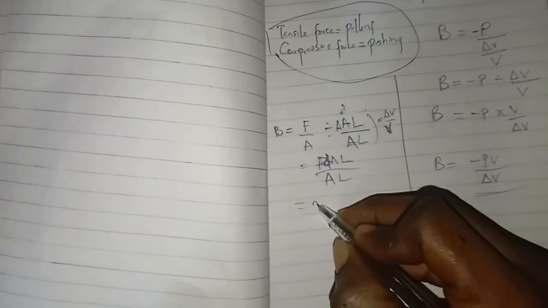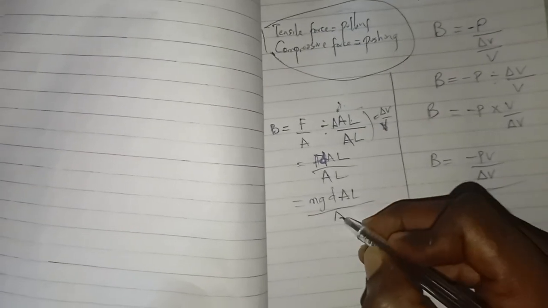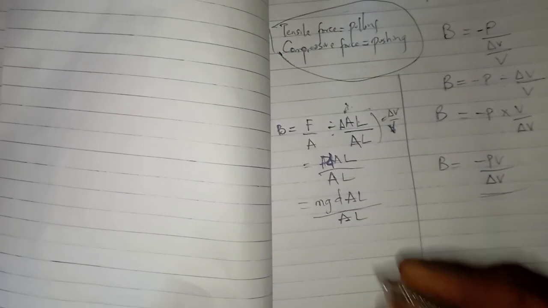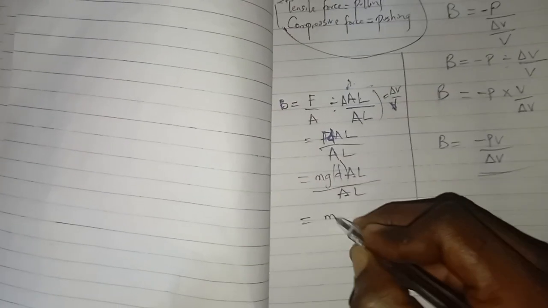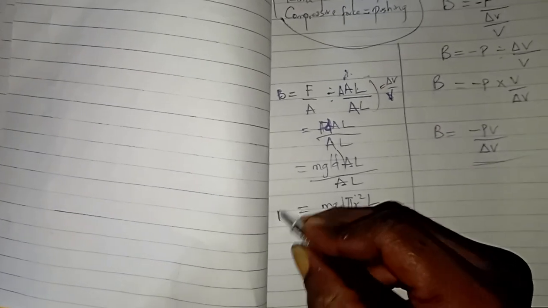This is another way you can see this thing, or you see it as mg, change in A L, all over A L. This thing means changing. Whichever one you see is the same thing. You can also see this thing as mg, then pi r square L, that is changing here, all over pi r square L. Whichever one you see it as, a lot can be done to this kind of thing.